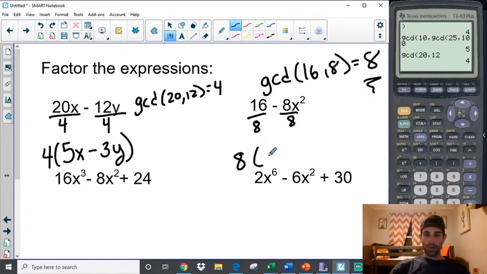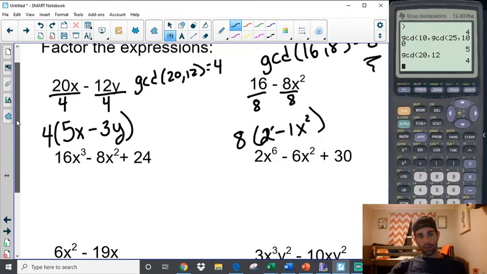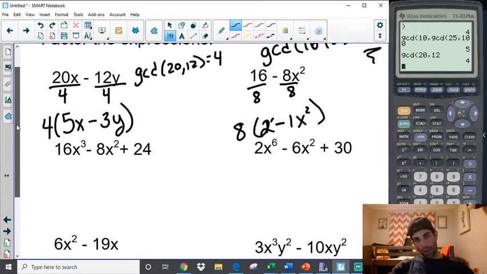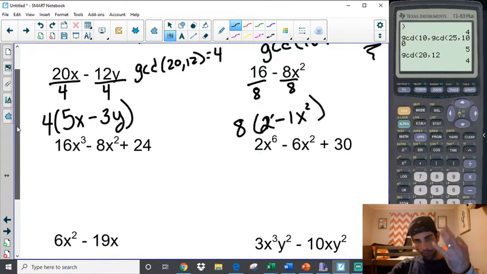Now let's write the answer. The GCD was 8. 16 divided by 8 is 2. Negative 8 divided by positive 8 is negative 1. Bring down the x squared. That says 2 minus 1x squared. So right there, that's your answer. All right, so hopefully this is helping us. Here I gave you a couple of examples on how to do GCD when there are 3 terms.